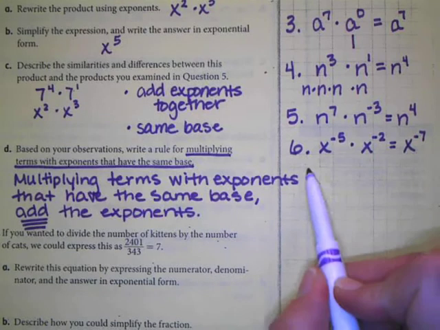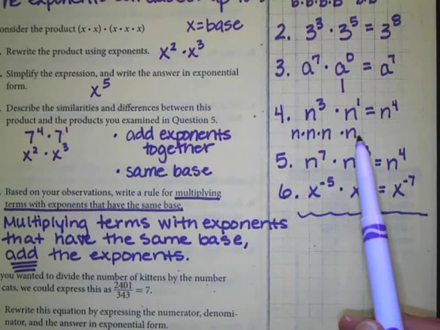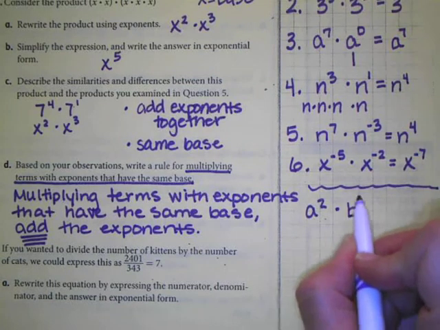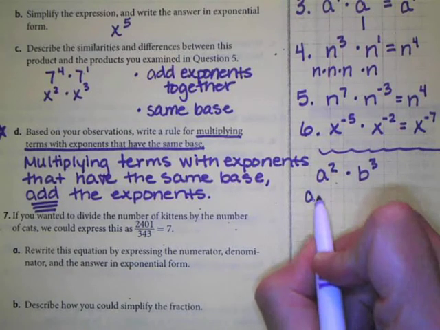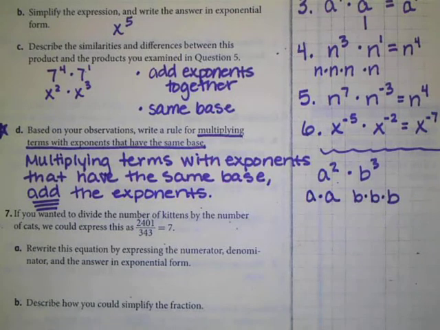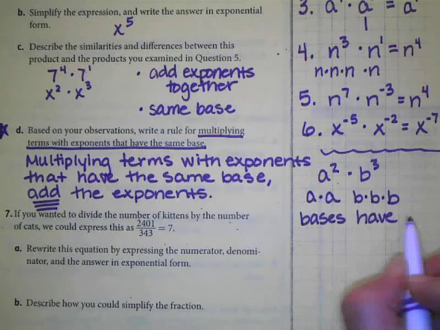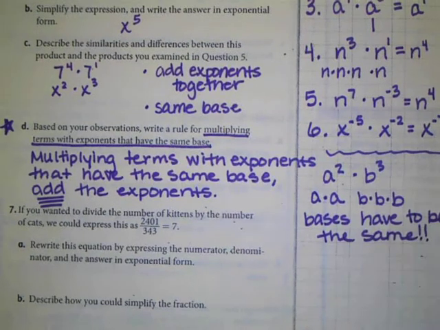Now, we had one thing that we wanted to make sure we understood. The bases have to be the same. If I'm going to put them together just like this, I can only put them together if they're all n's. If I have a squared times b to the 3rd, could I put them together? I have a times a and b times b times b. Can I count them together? No, they're different. So the bases have to be the same. And then it will work.